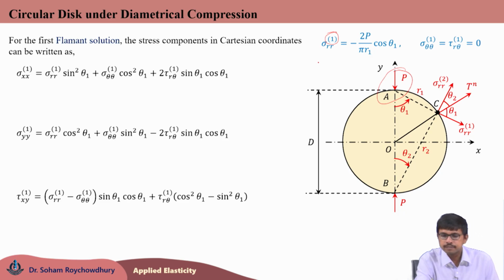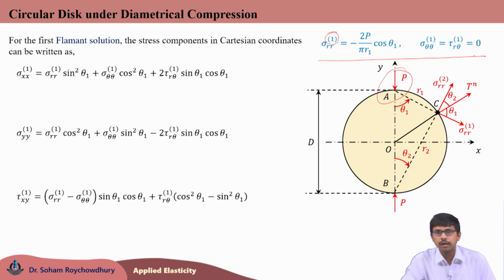Now, this state of stress is there for the Flamant solution in polar coordinates, which we are converting into the Cartesian coordinate system, because it is easy to solve this problem, or it is convenient to represent the result for this problem in the rectangular Cartesian coordinate system, as the load P is applied along the y axis.